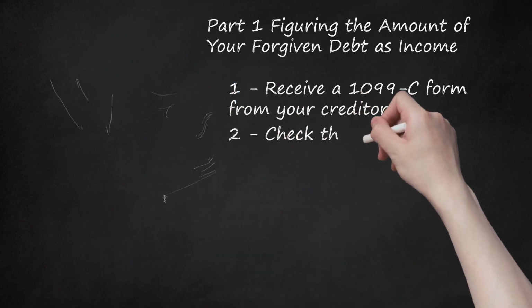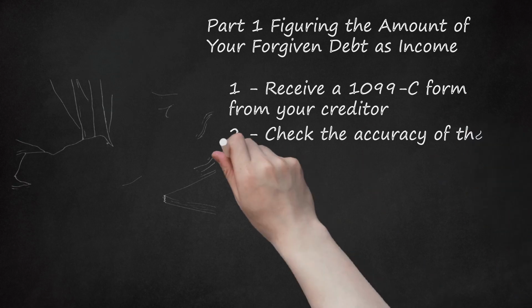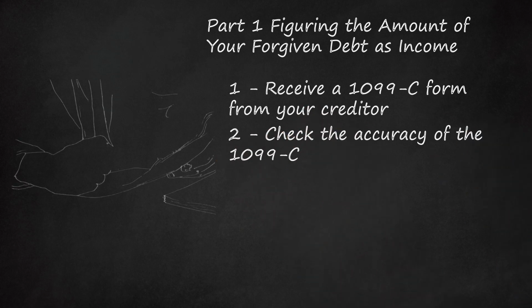2. Check the accuracy of the 1099-C. When you receive a 1099-C form, check it carefully. Make sure that the amount that is reported matches your records. If you believe the form is incorrect, contact the creditor who sent it to you. The creditor may need to make a correction and file an amendment with the IRS.